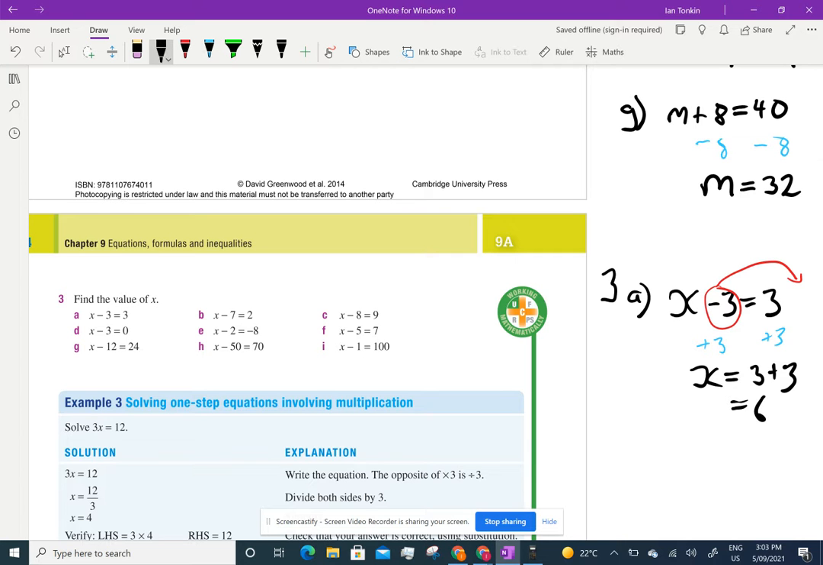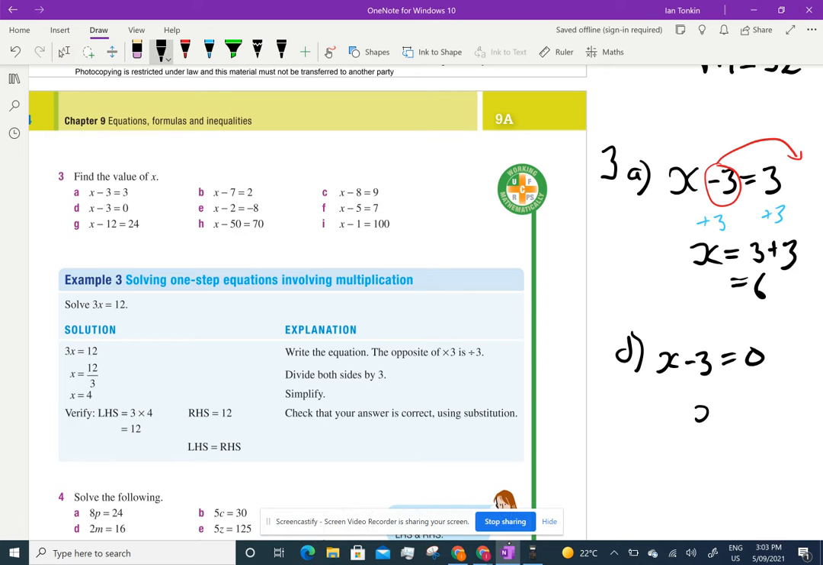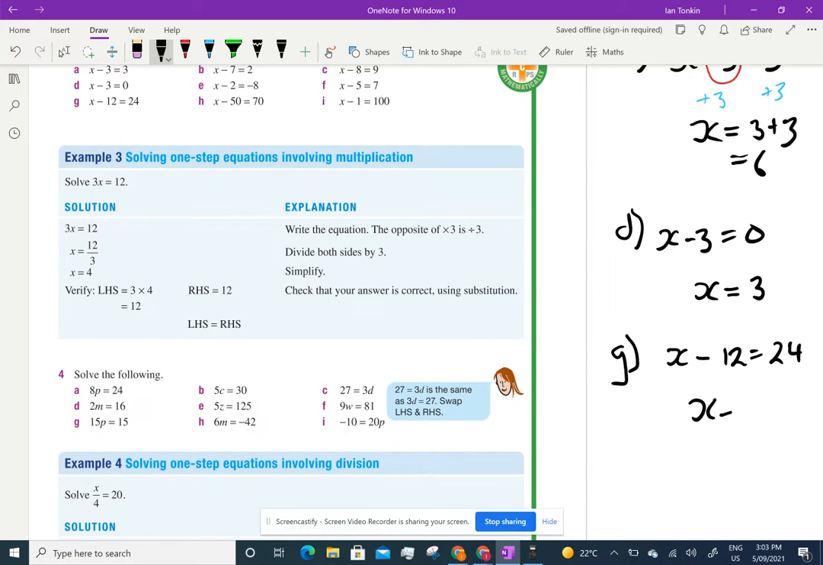All right, let's have a look at the next one. D, x minus 3 equals 0. Again, that doesn't matter. Take the 3 over the side, add it, we get x equals 3. You see me do G before me. Add the 12. 12 plus 24, 36.